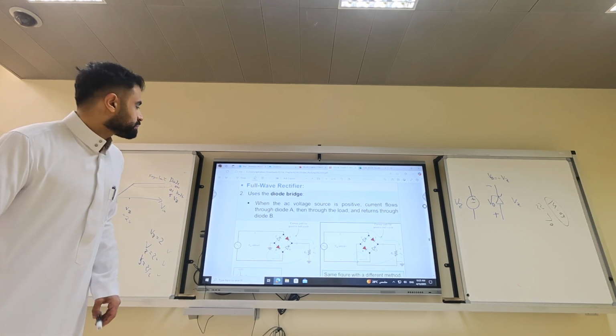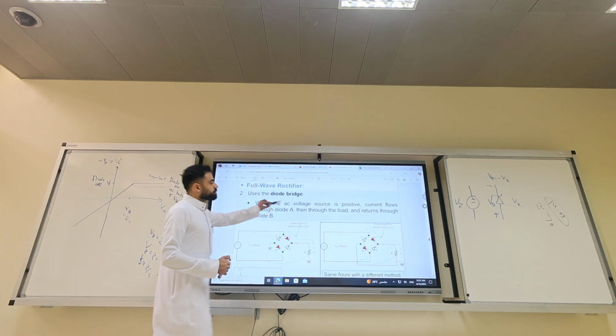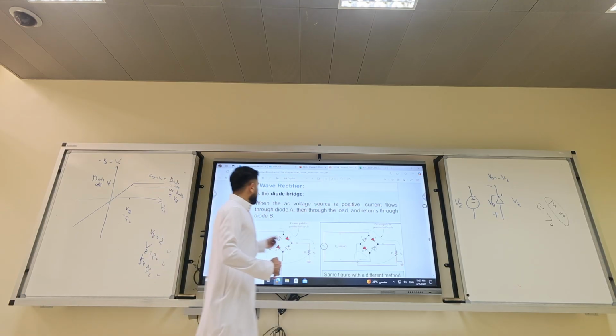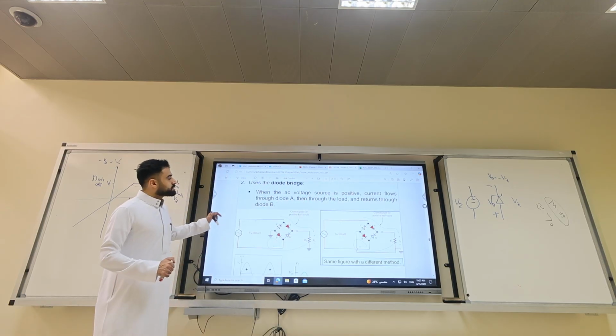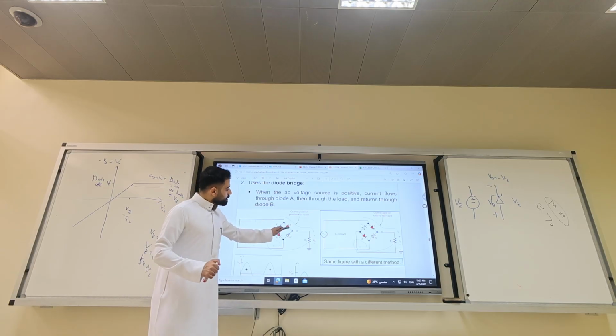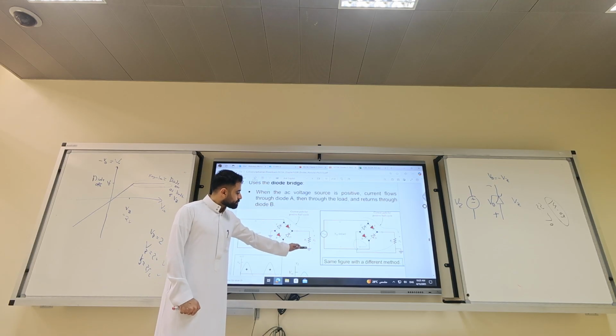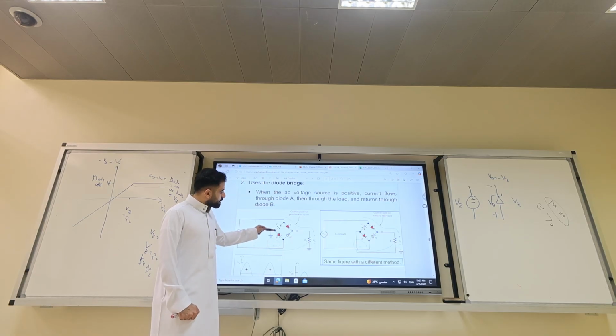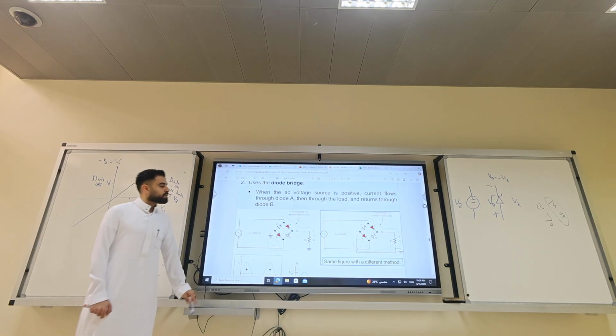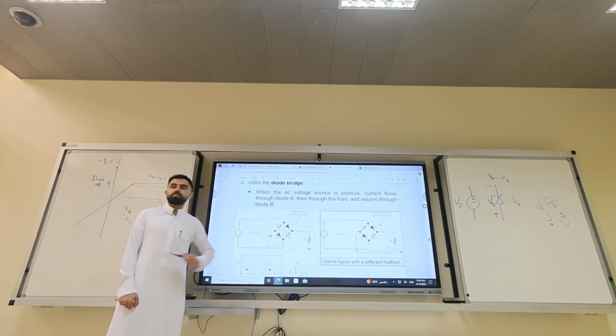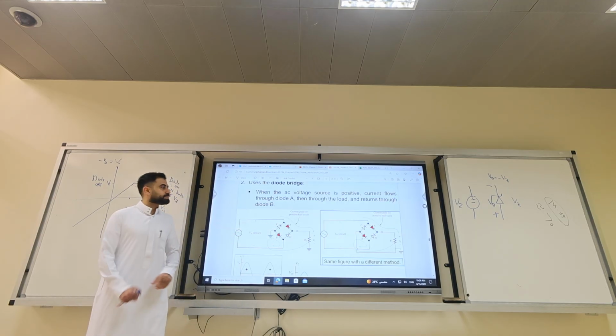Let's continue. When the AC voltage source is positive, current flows through diode A, and then goes to the ground, comes back from the ground, across B, and goes back to the source. So diodes A and B will be on. Let me repeat.